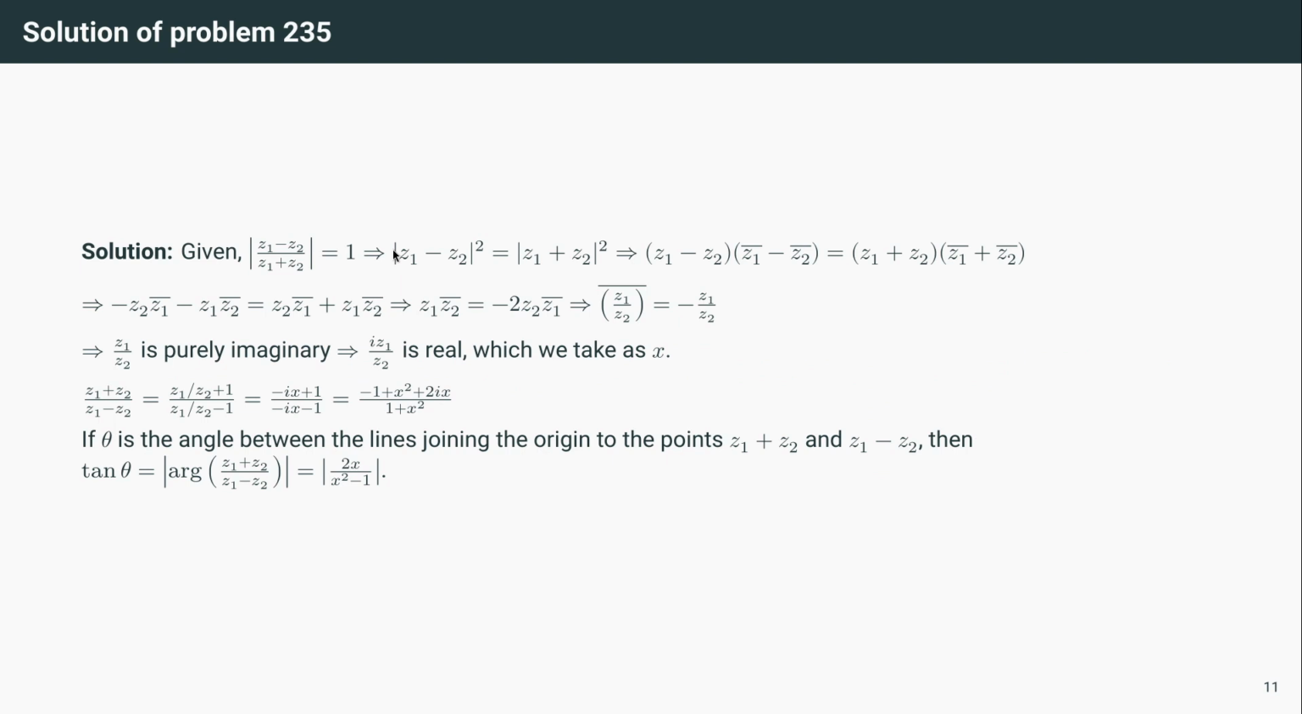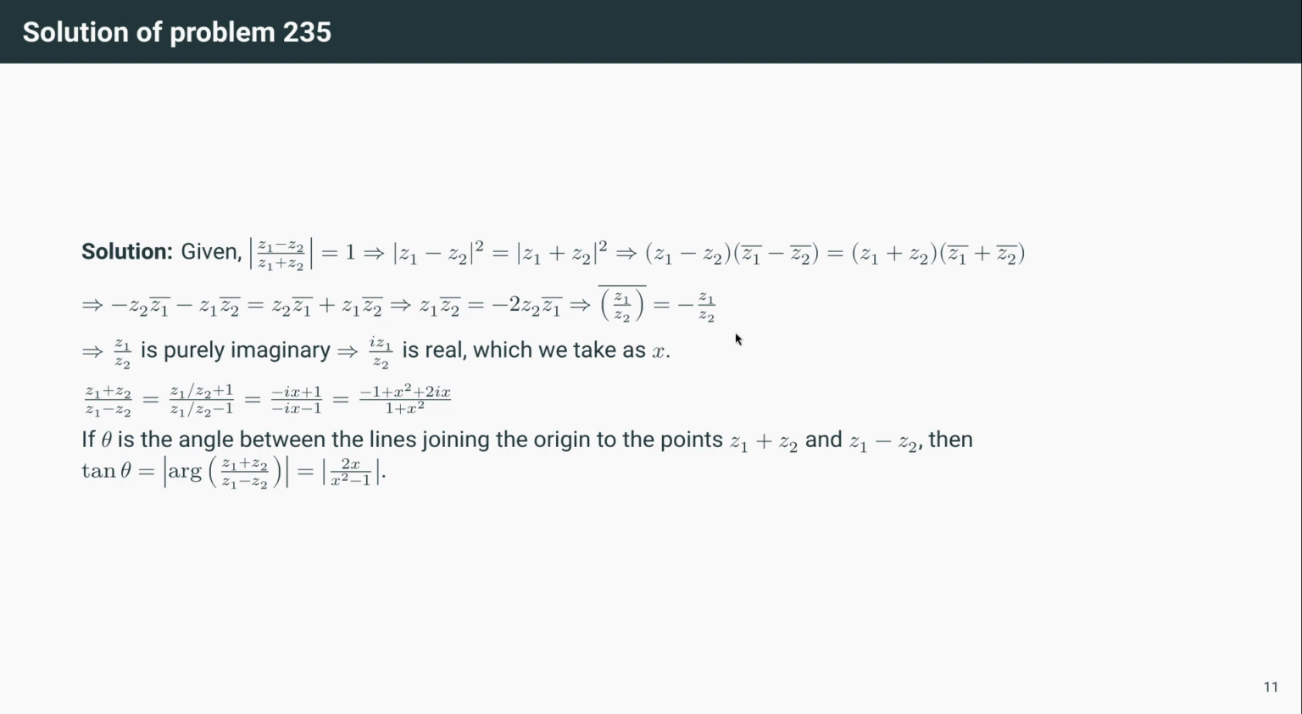So we square it, and we take the denominator to the right hand side. We have mod of Z1 minus Z2 squared is equal to mod of Z1 plus Z2 squared. We use the same identity, mod Z squared is equal to Z Z bar. We simplify, and after simplification we arrive at Z1 by Z2 bar is equal to minus Z1 bar by Z2.